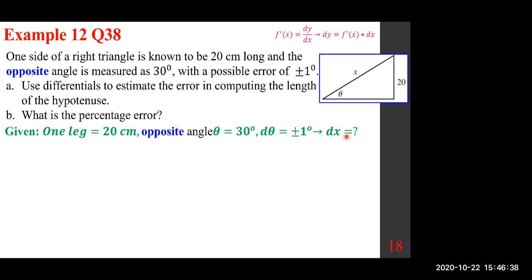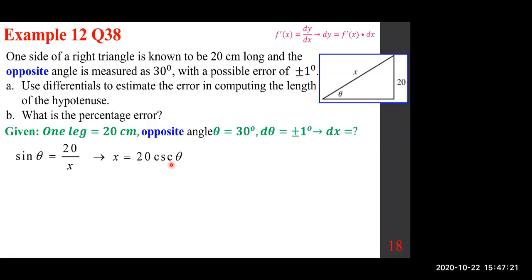So having said that, we want to find that. What is the formula that can relate all of this? We want to relate theta and x in essence, because we want to find x. I hope you see the easy way out. Sine theta is the opposite over the hypotenuse, so sine theta is 20 over x, or x is 20 over sine theta. So now x is a function of theta. That means x is the dependent variable, theta is the independent variable.